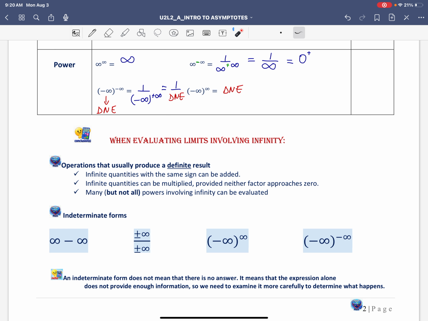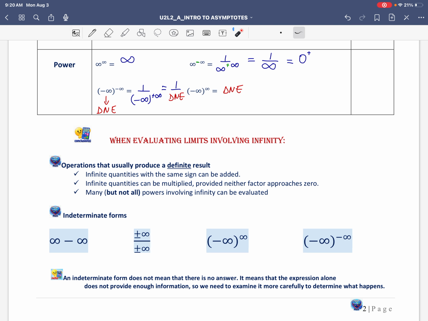Indeterminate forms are infinity minus infinity, plus minus infinity divided by plus minus infinity, negative infinity to the power of negative infinity, and negative infinity to the power of negative infinity. Now, if you wish, you can memorize the forms that are indeterminate, and then the rest are determinate. That's another way of memorizing the rules.